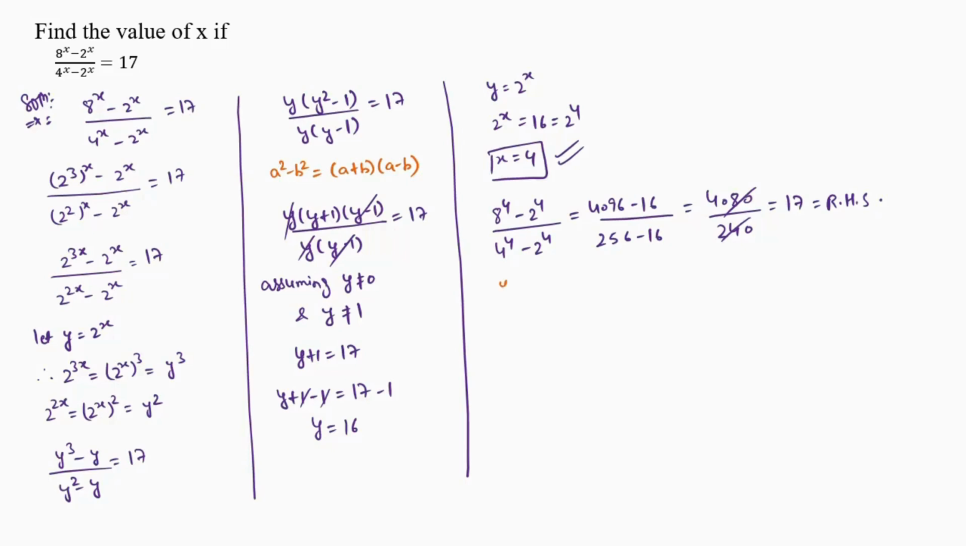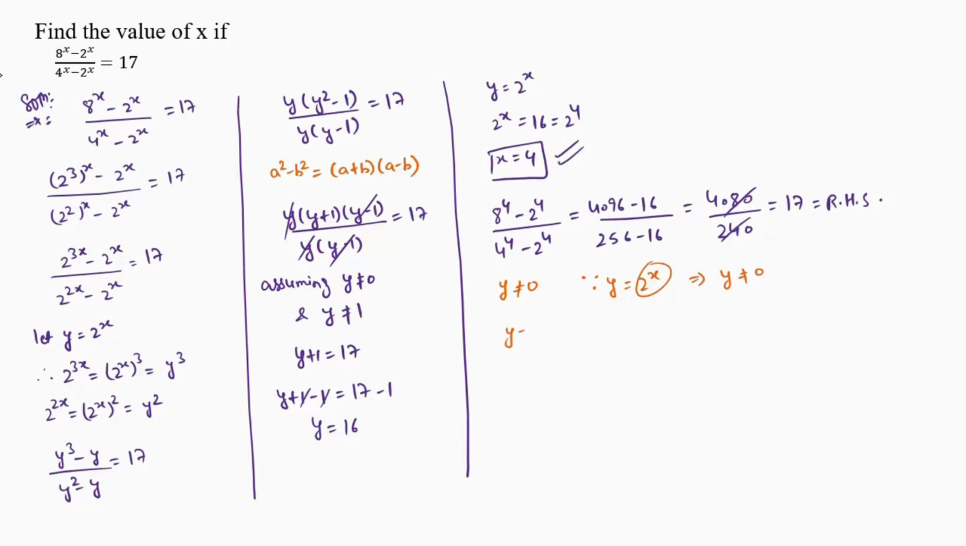Earlier we have assumed that y should not be equal to 0. So let's check whether it can be possible or not. Since we have assumed y = 2^x and this term is always positive, therefore y cannot be equal to 0.